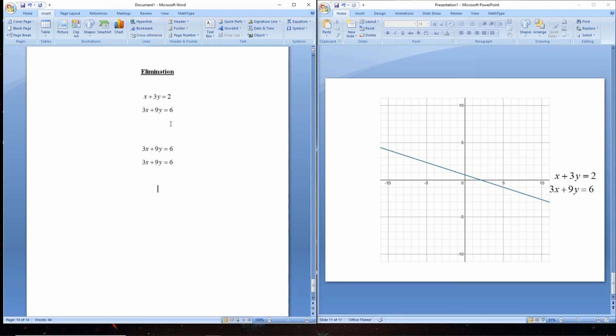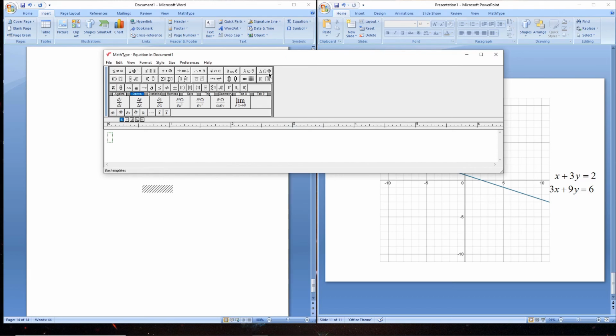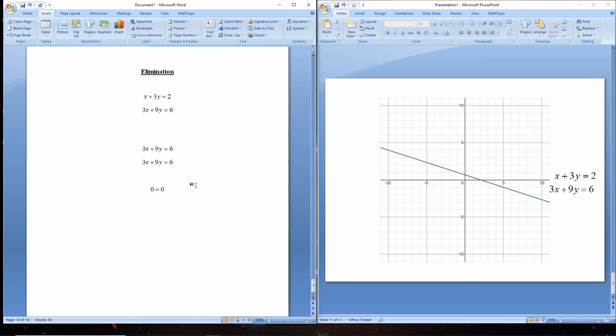These are exactly the same equations. So if we subtract these equations, what are we going to get? Well, we'll have 3 minus 3, which is 0. We'll have 9 minus 9, which is also 0. And we'll find out that this equals 6 minus 6, which is also 0. And this is a true statement.